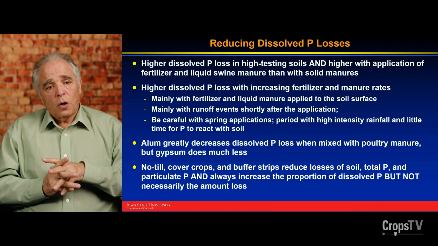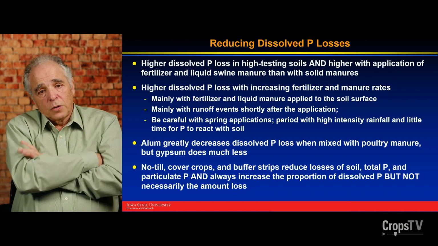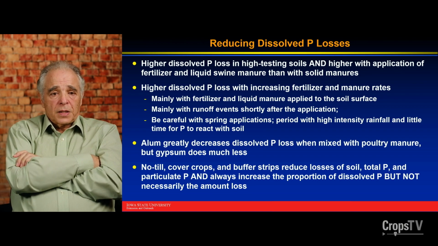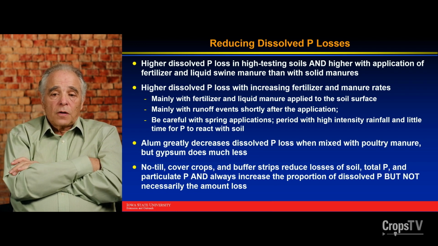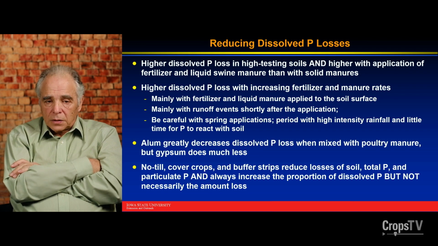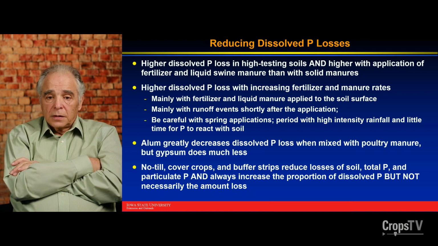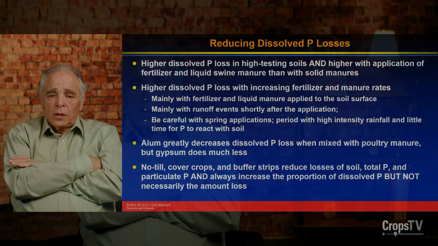Then we saw that no-till, cover crops, and buffer strips reduce losses of soil and total P, especially particulate P, and almost always increase the proportion of dissolved P, but not necessarily the amount lost. You saw that in some studies, yes, the no-till increased the loss, in others did not, and the cover crop reduced the dissolved P loss, and the buffer strip increased the concentration of phosphorus in runoff. But unfortunately, we did not have the loads. We only have concentration, so we couldn't measure that.